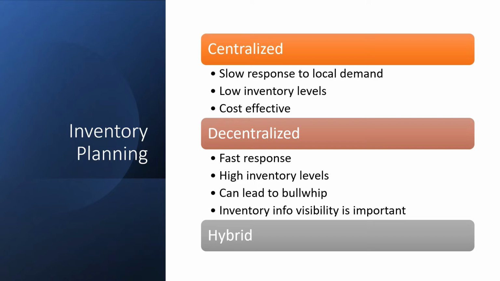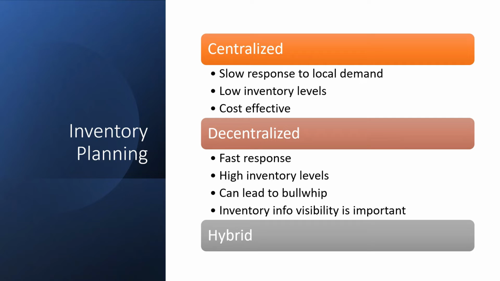Now let's talk more about decentralized inventory planning. Decentralized inventory planning involves each supply chain stage determining its own inventory requirements and placing orders independently. So of course, the first benefit of this method is the faster response to the customer or local demand. The information is right available with the retailers and they can quickly place the orders. But there are multiple disadvantages with decentralized inventory planning, one of which is essentially the high inventory levels.